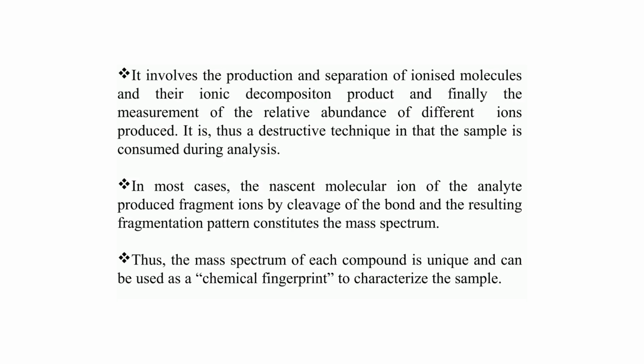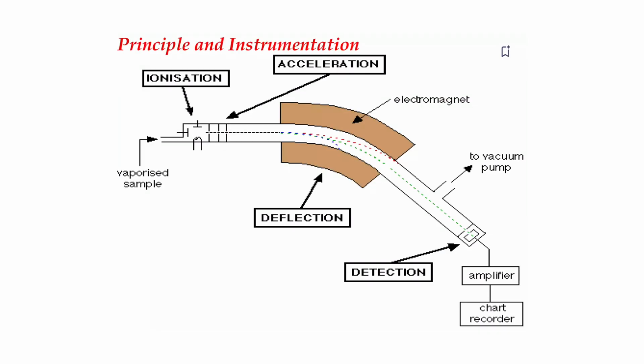It involves the production and separation of ionized molecules and their ionic decomposition products, and finally the measurement of relative abundance of different ions produced. It is thus a destructive technique in that the sample is consumed during the analysis. In most cases, the nascent molecular ion of the analyte produces fragment ions by cleavage of the bond, and the resulting fragmentation pattern constitutes the mass spectrum. Thus, the mass spectrum of each compound is unique and can be used as a chemical fingerprint to characterize the sample.